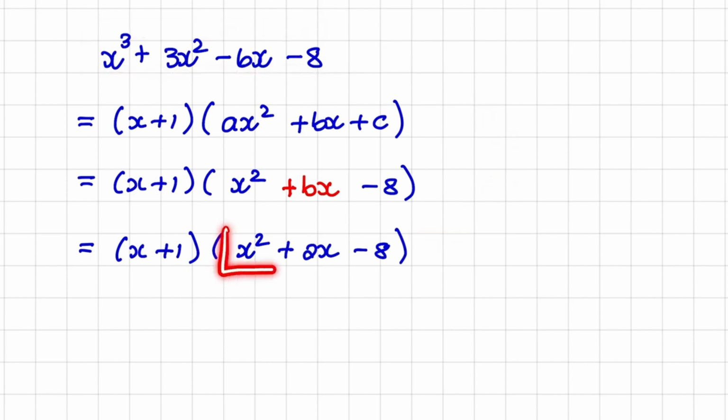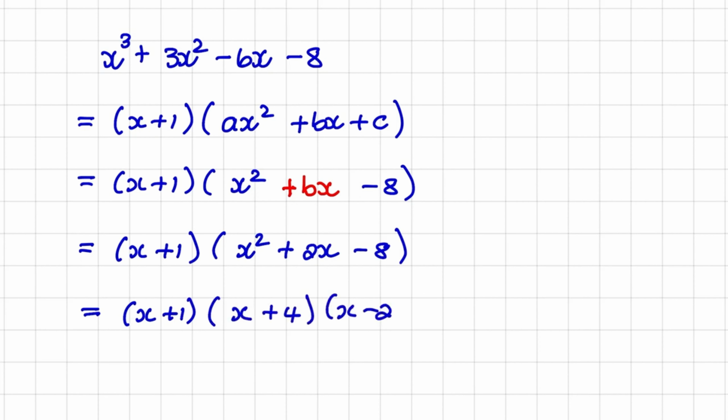And I just check whether or not I can factorize this trinomial further. And I see that it is possible. So it's x plus 1 times x plus 4 times x minus 2. So when I factorize this trinomial, it leads to x plus 4 times x minus 2. And that is my final factorization for this cubic expression.